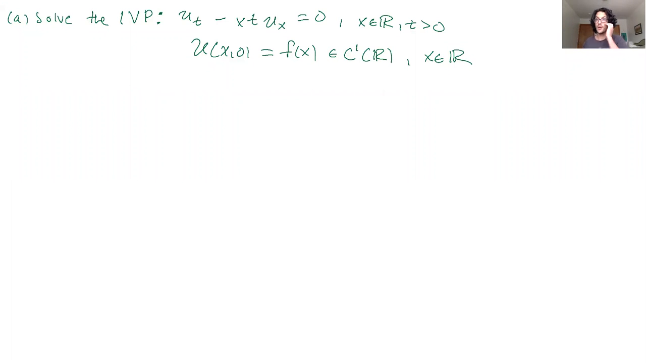Hello. So I decided to just re-record this problem that we talked about on Friday, since I forgot again to record. I'll try to remember to record our recitations when I can.